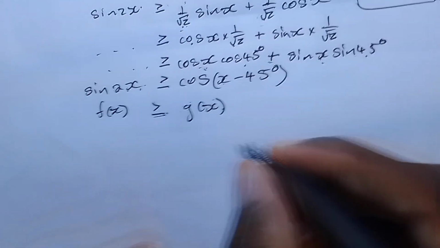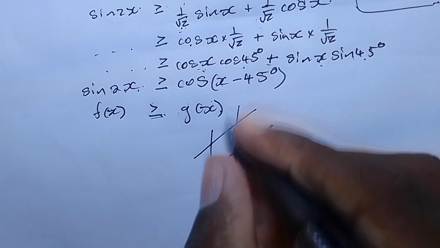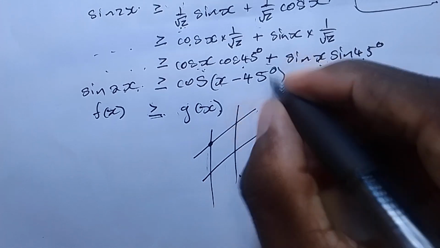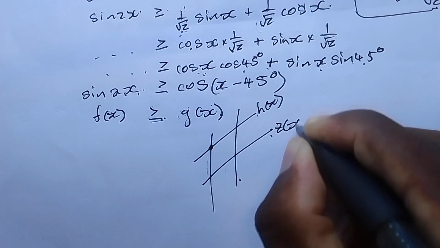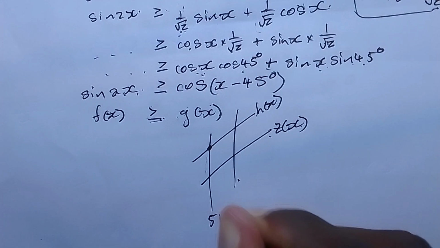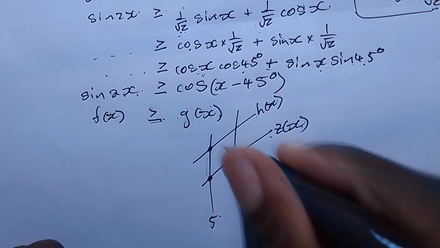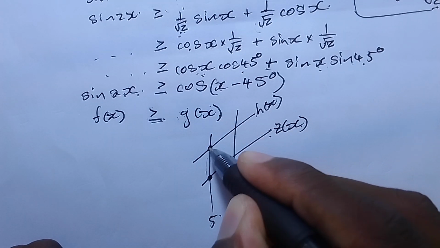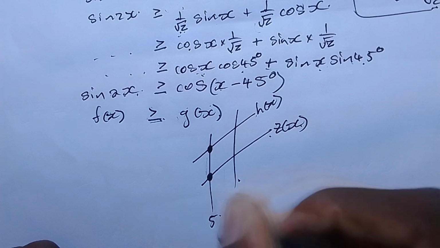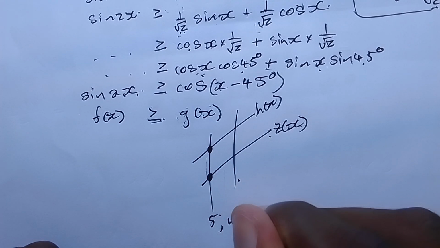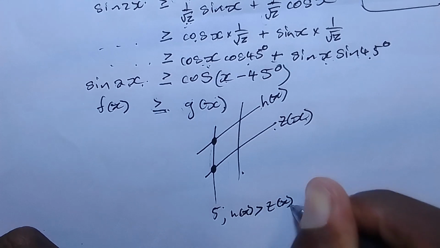Okay? It's like if you have two lines like this. At this point, let's say this was h of x and this was z of x, and this was 5. At 5, h of x is above z of x. Therefore, at 5, h of x is greater than z of x.